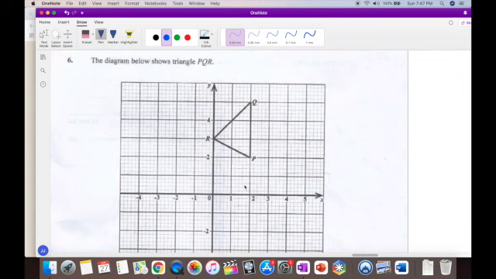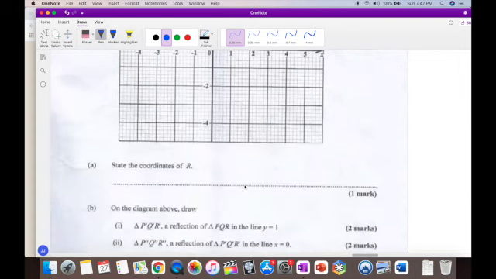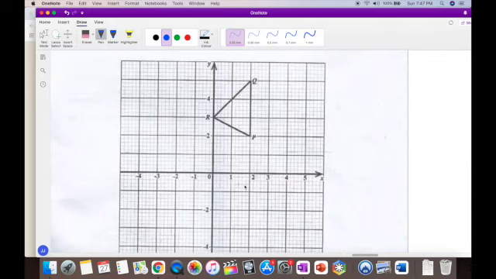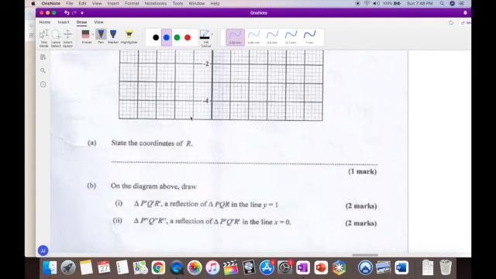The diagram below shows triangle PQR. State the coordinates of R. Well, we could see here the coordinates of R, that is the point R, and we will have it's about 3 on the y-axis, but it's 0 on the x-axis. So the point R is the point (0, 3).